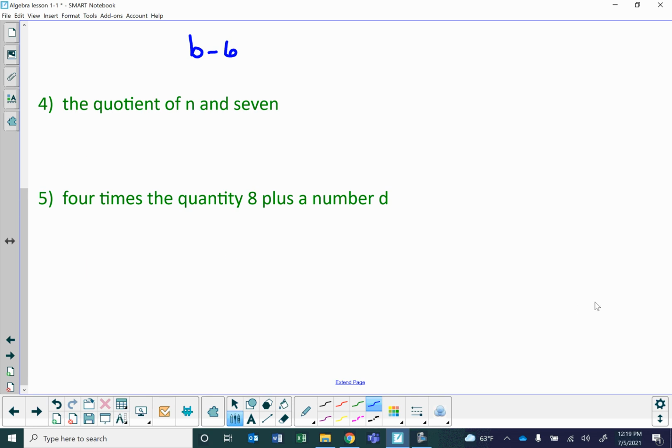Number 4 says the quotient of n and 7. Whenever you're dealing with a quotient, you do them in the order in which they are written. So the quotient of n and 7 means we're actually going to take n and divide it by 7. Now we're looking at trying to write things algebraically, because we are in an algebra class. Therefore, if I'm trying to write something algebraically, I want to make sure that I write it the right way.